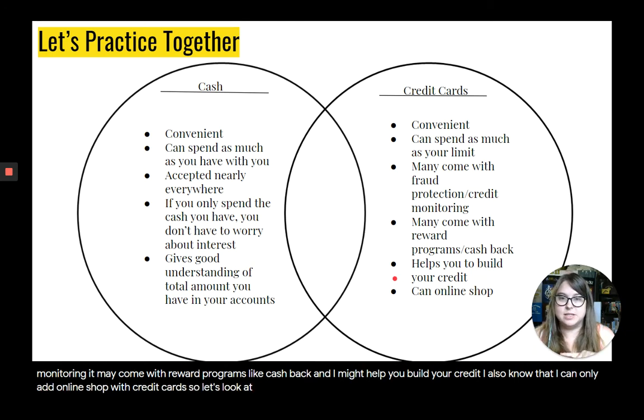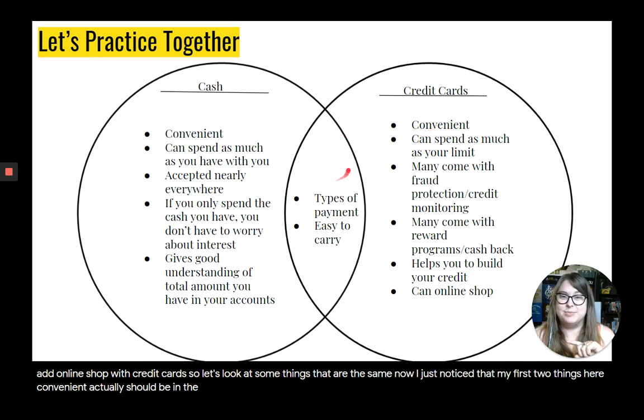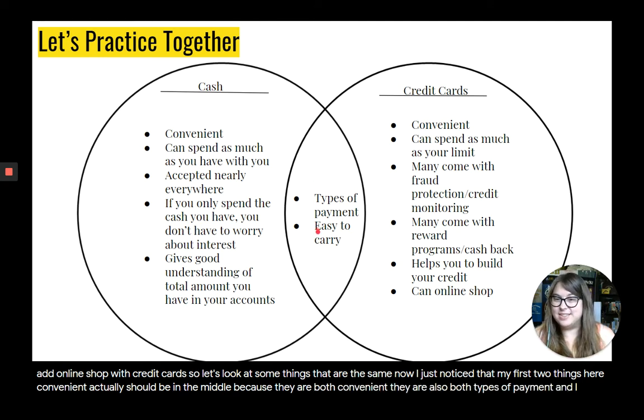So let's look at some things that are the same. Now, I just noticed that my first two things here, convenient, actually should be in the middle because they are both convenient. They are also both types of payment, and I also think they're easy to carry.